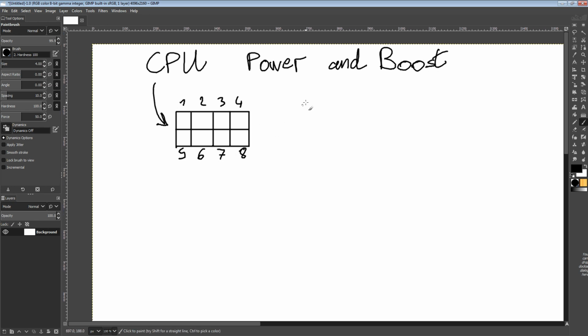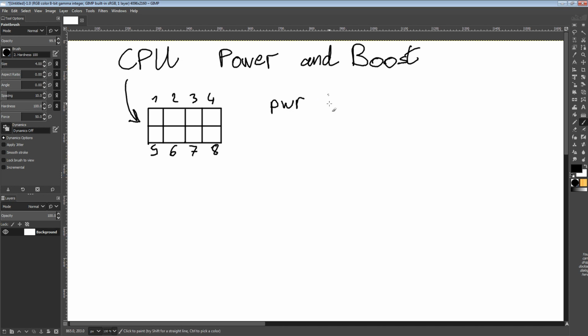It's an 8-core, and we have a power limit. I'm just going to use abbreviations because I write really slowly. Power limit of, say, 80 watts, which I did for convenience because 80 divided by 8 is 10, so we get 10 watts per core.